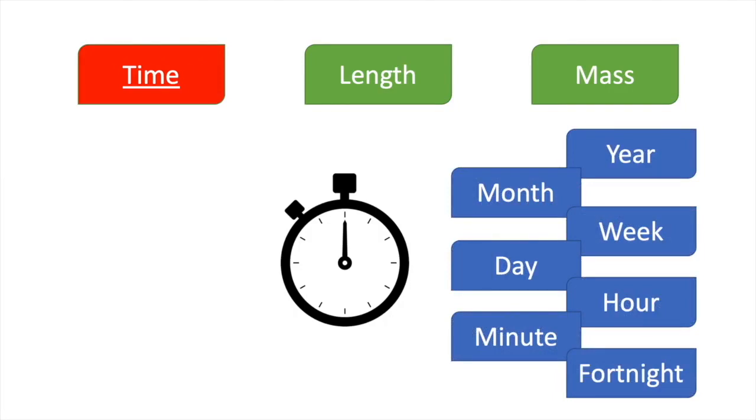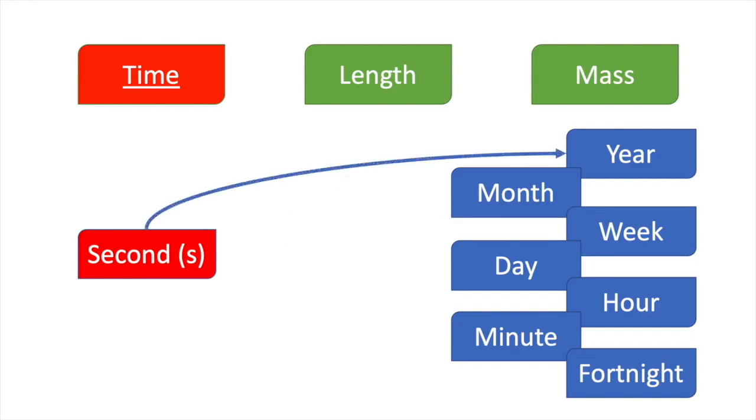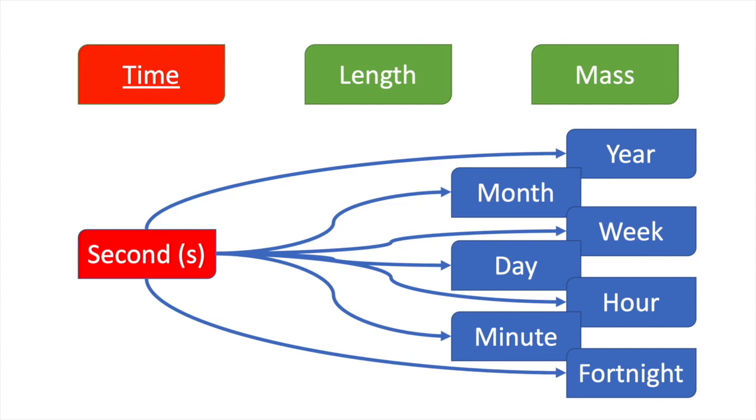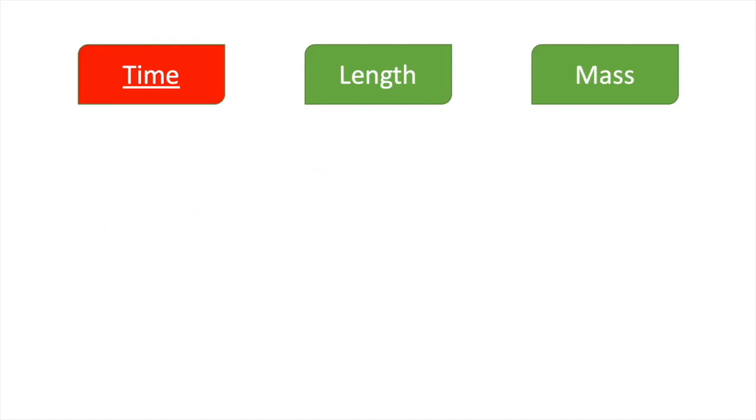But physicists came to an agreement that the second should be our base unit, or the most fundamental unit of measure when it comes to time. In other words, all of the other units of time are actually defined in terms of the second. A minute is exactly 60 seconds, and an hour is exactly 60 minutes, and so on and so forth. But how do we define precisely what 1 second is? Well, it turns out that coming up with such a precise timekeeper is quite challenging.